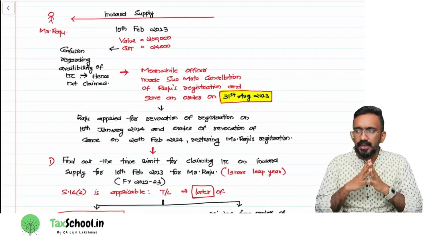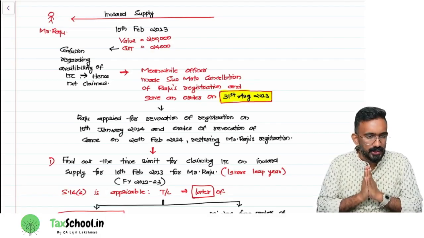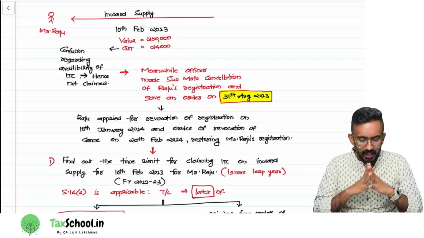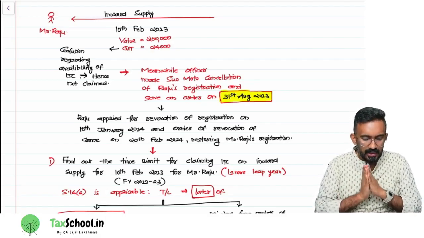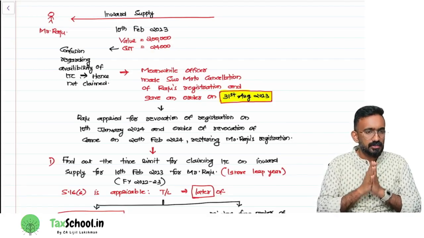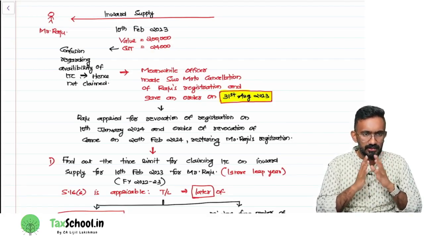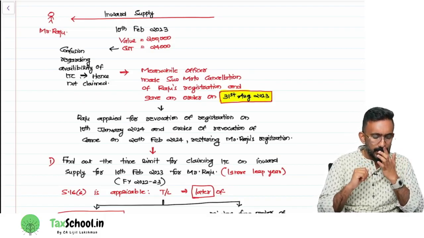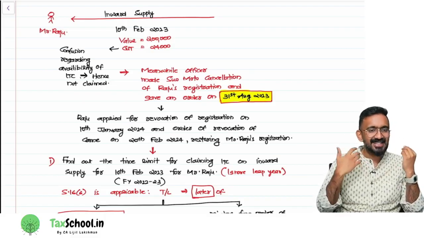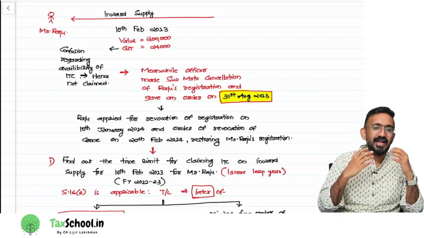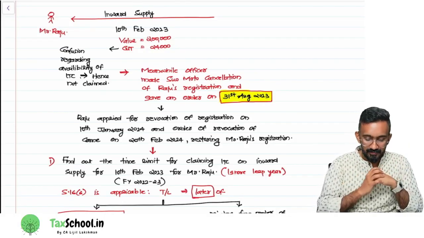Mr. Raju made an inward supply on 10th February 2023. Value was 2 lakh, GST was 24,000. 10th February 2023 means you should have taken ITC in February 3B, which you file on or before 20th of March. He did not do. Why? There was a confusion regarding whether ITC is allowed or not. So he did not take ITC, he waited for that to be clarified.